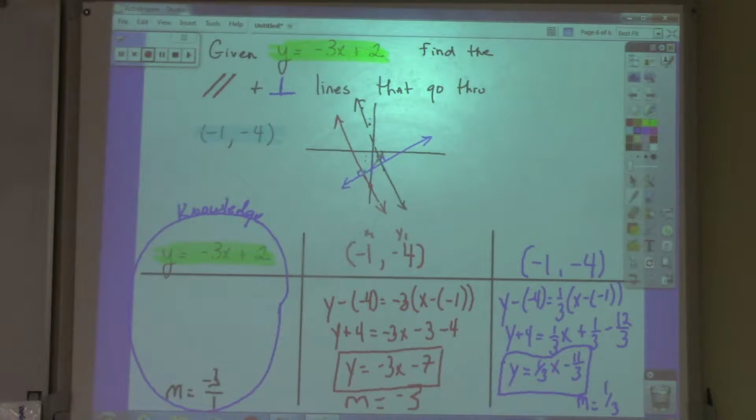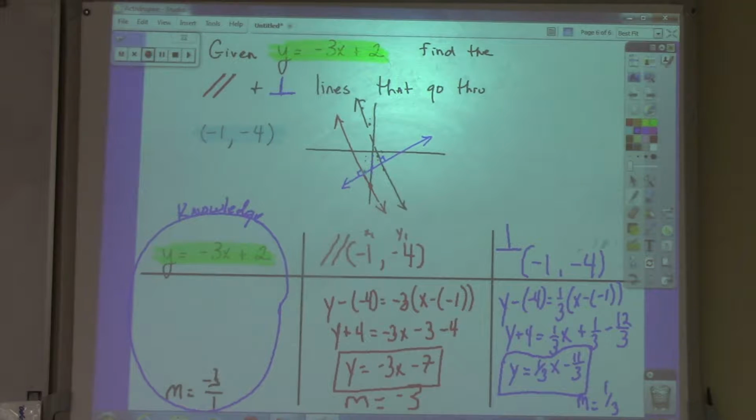And when it comes to parallel and perpendicular, you'll be able to do either one based on if you just want to do this one. If it says parallel, you would just do this column. If it says perpendicular, then you would just do this column.